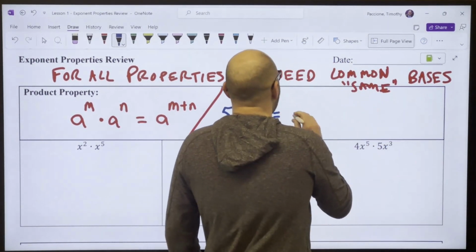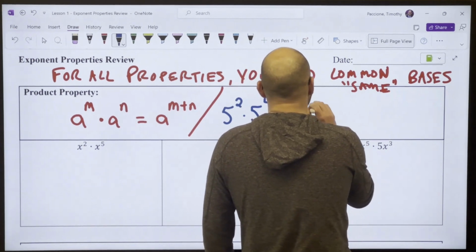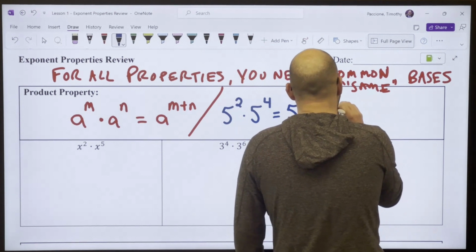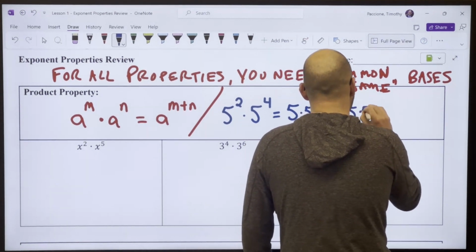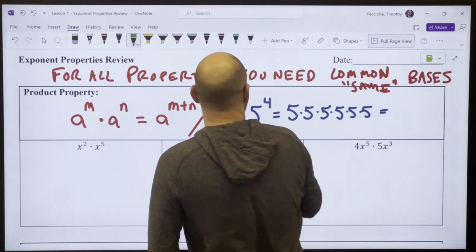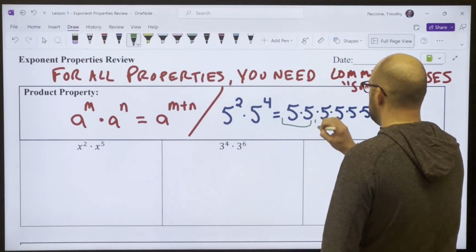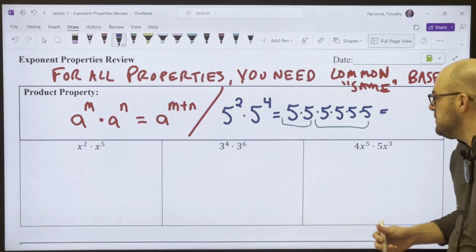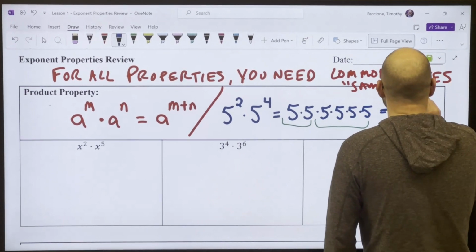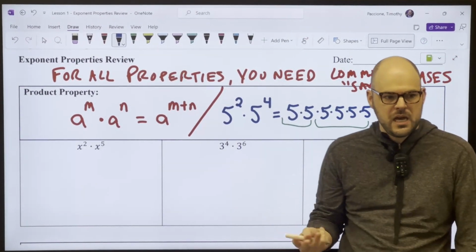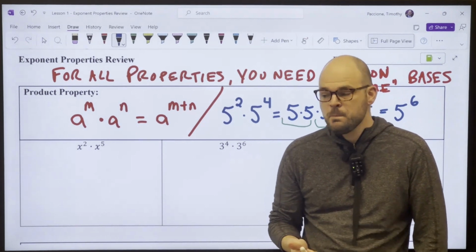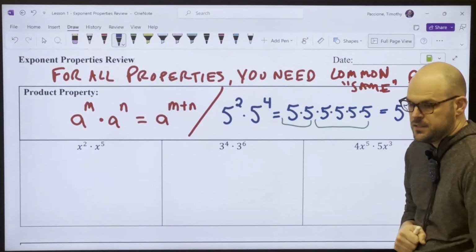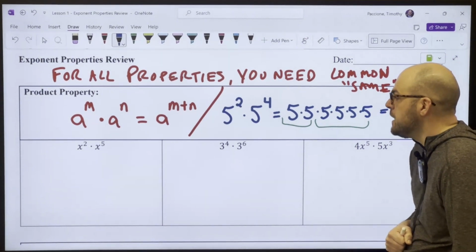I'm going to prove it. Ready? What is 5 squared? Well, that's 5 times 5. What is 5 to the 4th? That's 5 times 5 times 5 times 5. Right? Here's my squared. Here's my to the 4th. If I wanted to roll that back up and do an exponent, it would be how many 5s? 6 of them. Okay? You have to prove it every time. It's helpful to see it, though, right? So you can just add. 2 plus 4 gives you that 6. Okay, you do these problems.